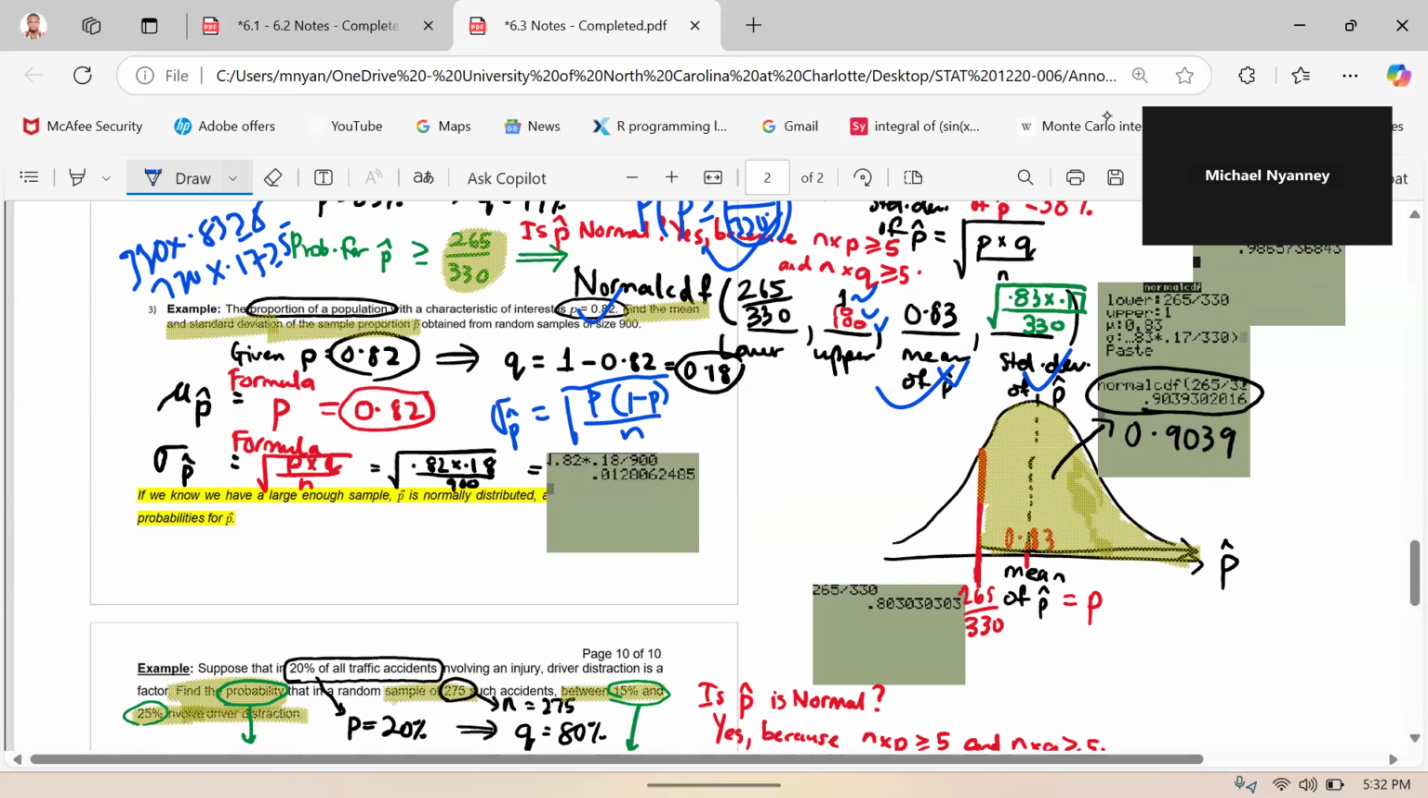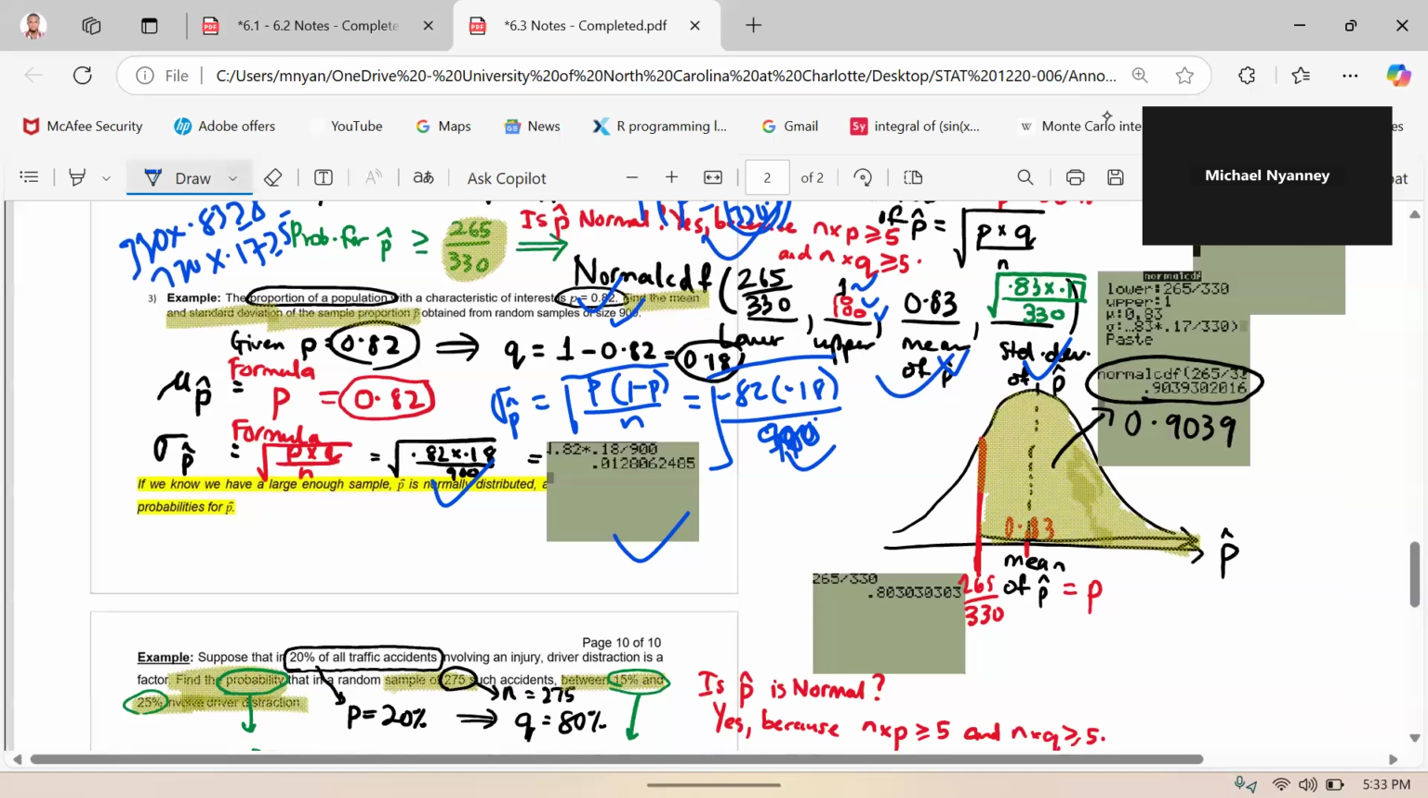This is equal to 0.82 multiplied by 1 minus 0.82, which is 0.18, then divide by N. Our sample size is 100, sorry. Then you take the square root of this and you get your answer. You do your calculation and you get your answer. This doesn't ask about probability. It just asks you about the mean and the standard deviation.